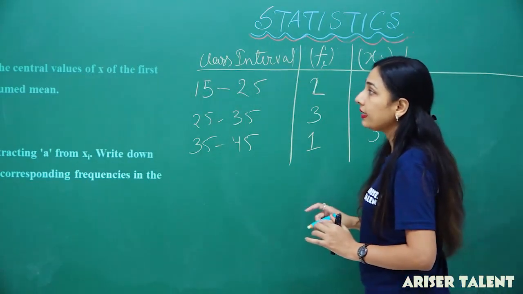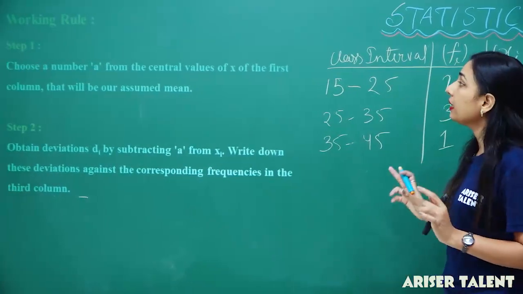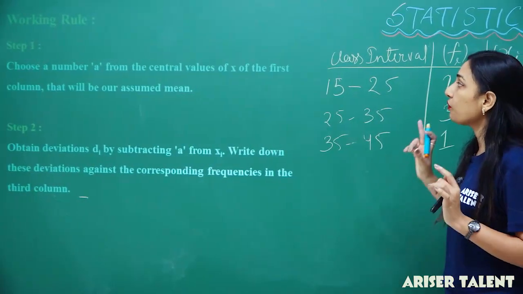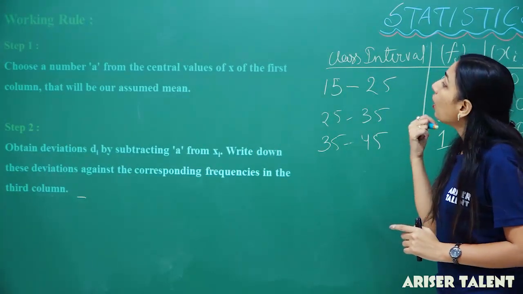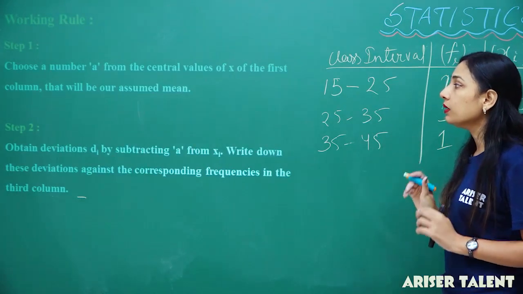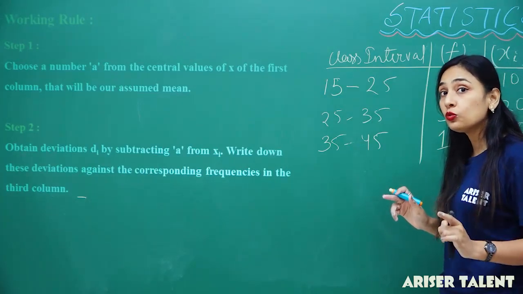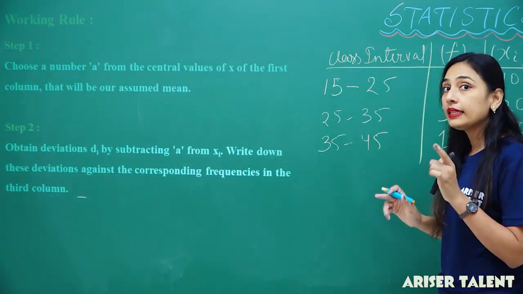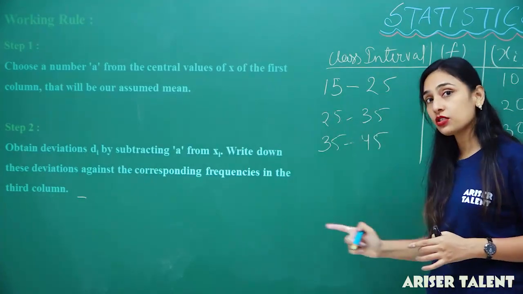Now it's saying choose a number A. You have to choose a number A from the central values of x, the values of x in the first column. That will be our assumed mean. So our assumed mean will be A, and that will be from the values of x, from the first column.